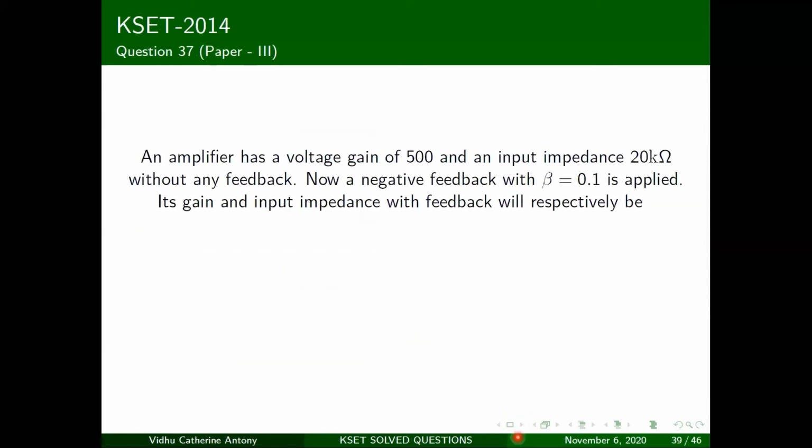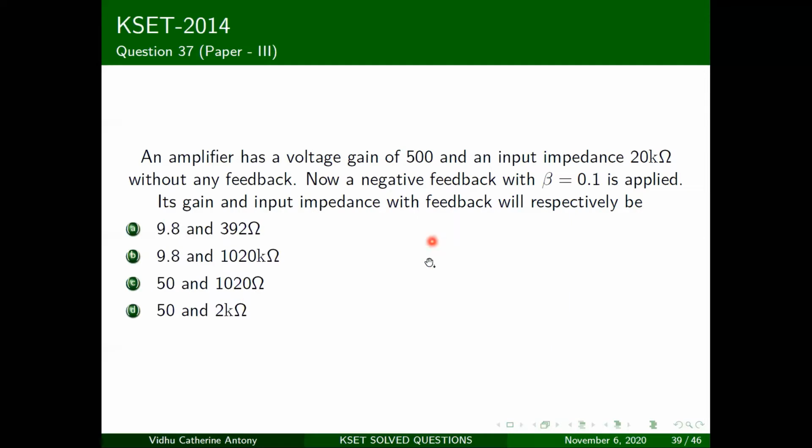Now let's look at this. An amplifier has a voltage gain of 500. So that means, let's say this is AV, and an input impedance of 20 kilo ohms without any feedback. Now a negative feedback with beta equal to 0.1 is applied. Its gain and input impedance with the feedback will respectively be what? These are the answers that I've given to you.